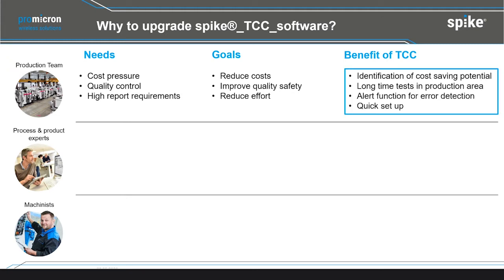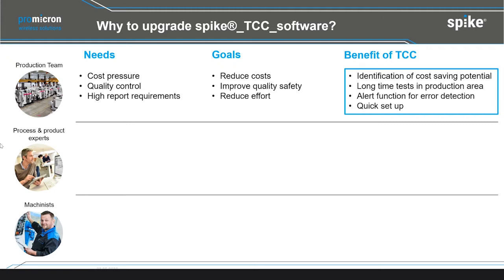With Spike and with the TCC software, we want to achieve these goals. And how do we do that? What are the key facts? With the TCC software, you are able to identify cost-saving potential in production very easily. You're able to run long-time tests in the production area. We now have alert functions for error detection, and the setup is very easy. It is retrofit, so we can go with the Spike system directly into the existing production line, and we can retrofit the system very easily.